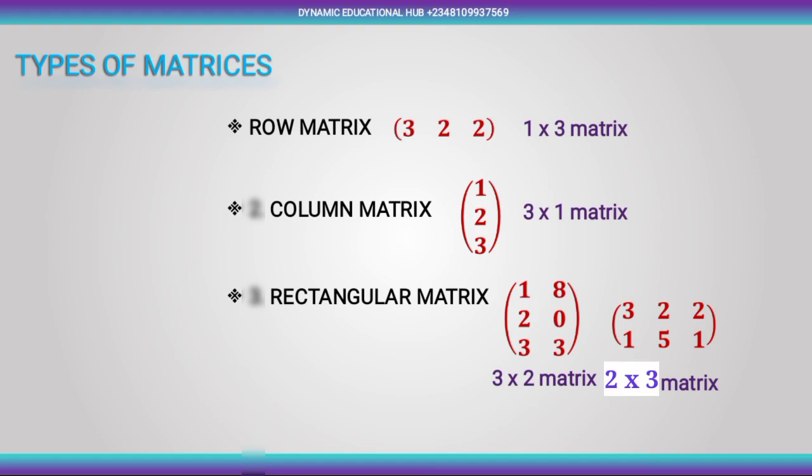We can also have a horizontal matrix. For a horizontal matrix, we are going to have more columns than rows. So for instance, we have 2 rows here and we have 3 columns here. That gives us a 2 by 3 matrix.